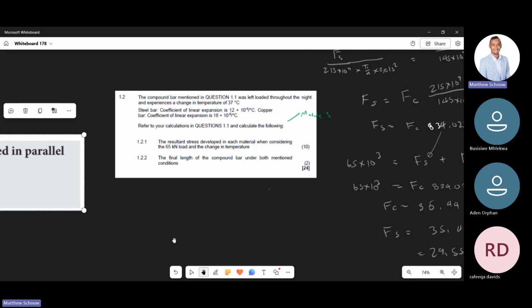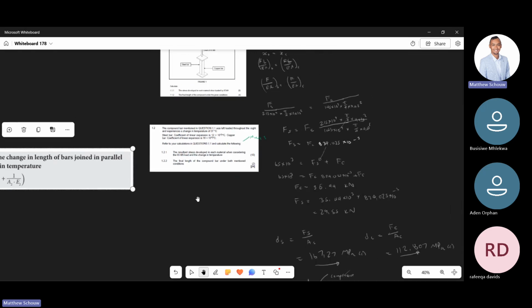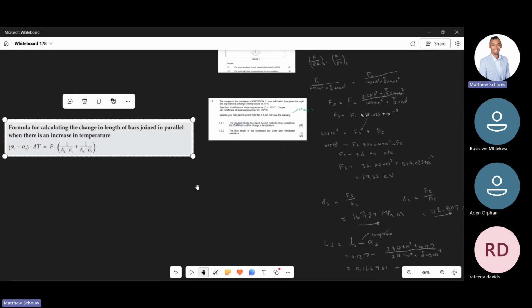So what we do now, we're going to first find the stress induced due to the temperature. Once we do that, then we're going to need our stresses in the previous question. So let's quickly get to that. So how do we do this?